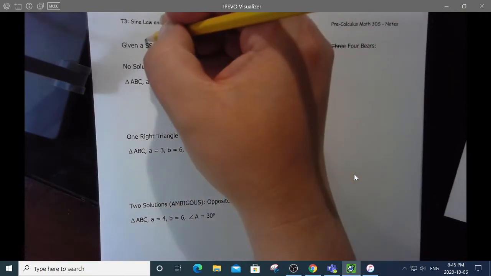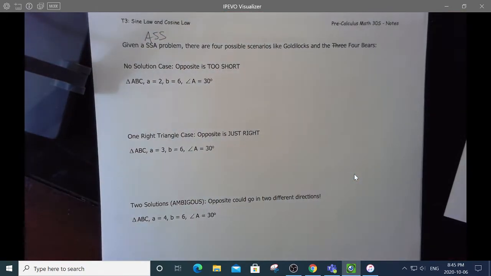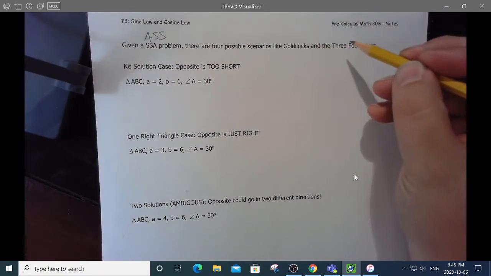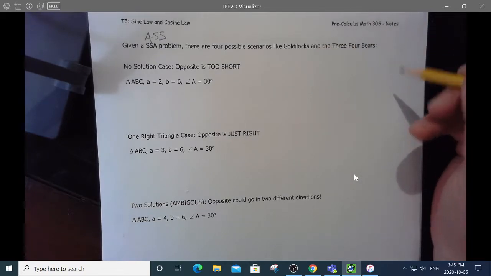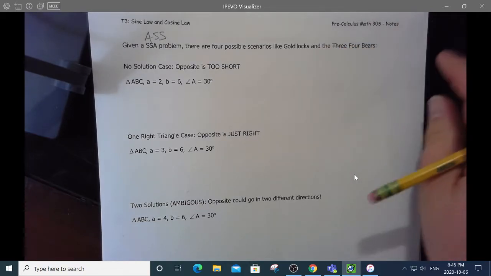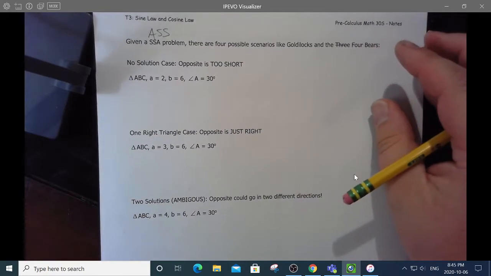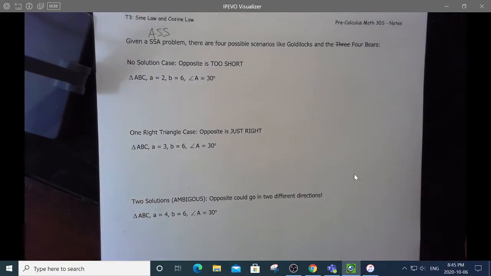Given an angle-side-side problem, there are four possible scenarios, kind of like Goldilocks and the four bears. Yes, I'm right. It's Goldilocks and the four bears. No, it's not the three bears. You're just not remembering the story right. I think you were reading from a faulty book. So here is the situation.